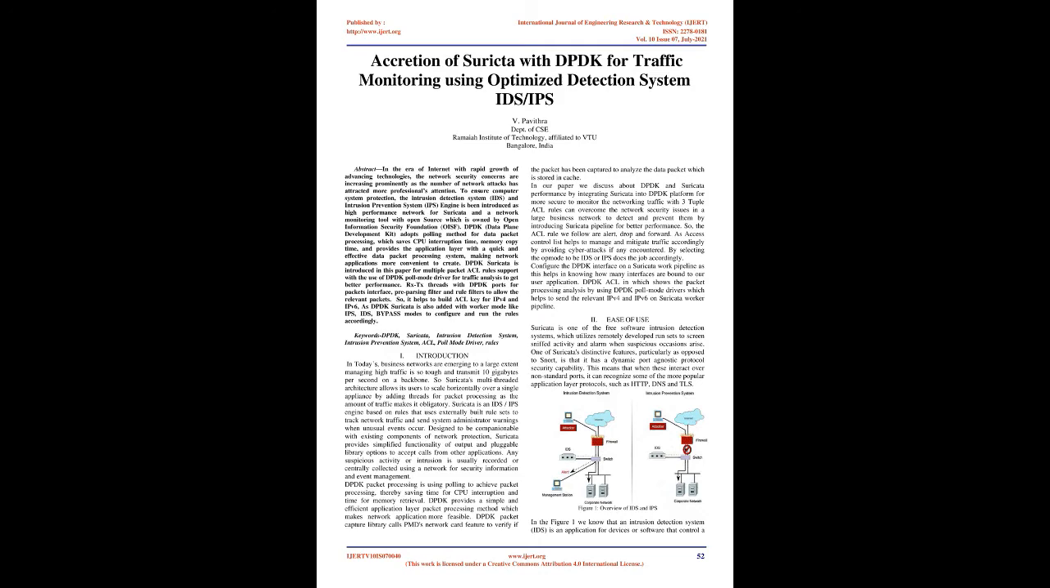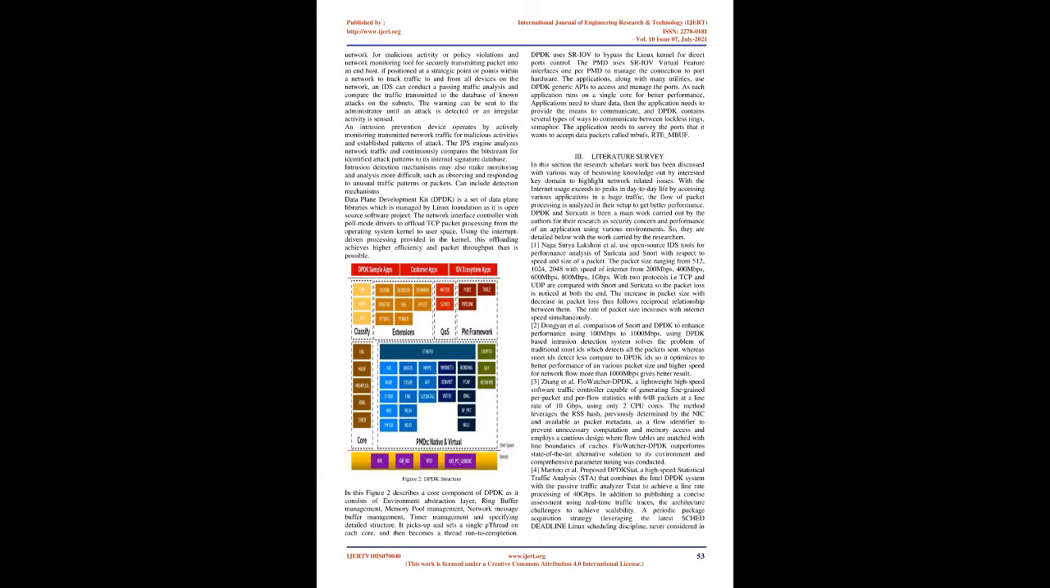For ease of use, Suricata is one of the free software intrusion detection systems, which utilizes remotely developed rule sets to screen sniffed activity and alarm when suspicious occasions arise. One of Suricata's distinctive features, particularly as opposed to Snort, is its dynamic port-agnostic protocol security capability. This means that, when these interact over non-standard ports, it can recognize some of the more popular application layer protocols, such as HTTP, DNS, and TLS.